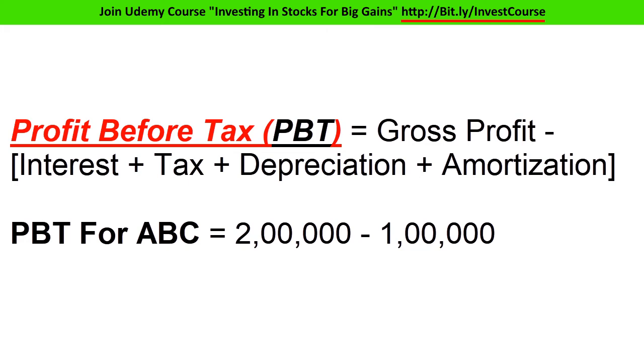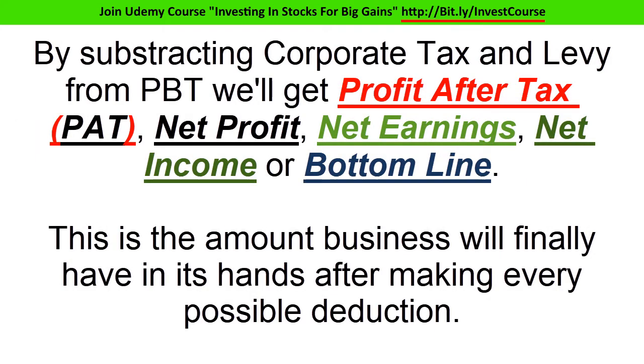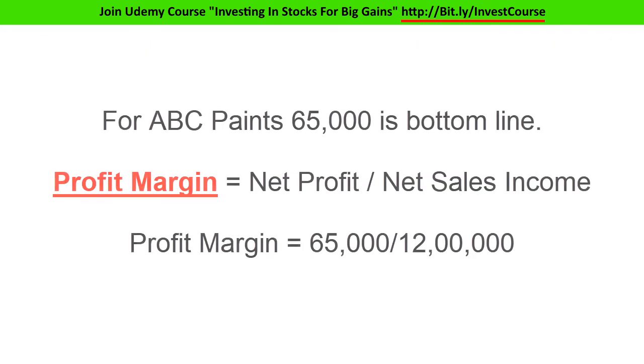In this case, PBT will be 1 lakh. Now if we negate 35% of corporate tax and 20% levy on it, it will give us an important number, which is profit after tax or PAT. PAT is also known as net earnings, net income, net profit or bottom line. In our case, 65,000 is the bottom line or earnings of the business.